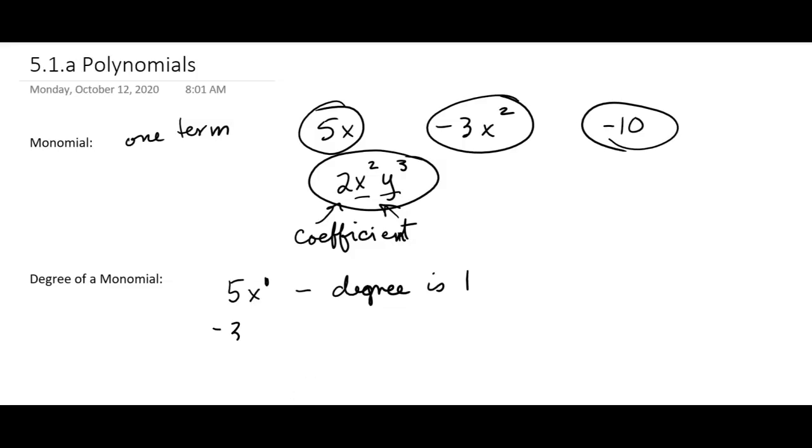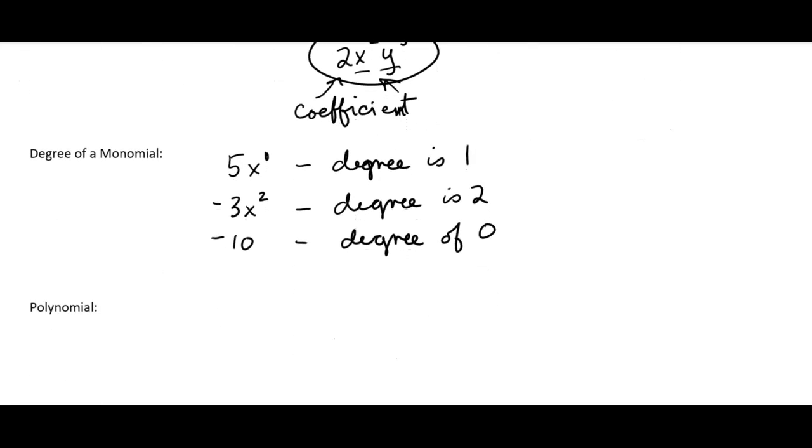Our negative 3x squared, that next term that I wrote as a monomial, has a degree of 2. The negative 10, you might be wondering about that because it doesn't have a variable, right? It has a degree of 0. I should put that the degree is 0.